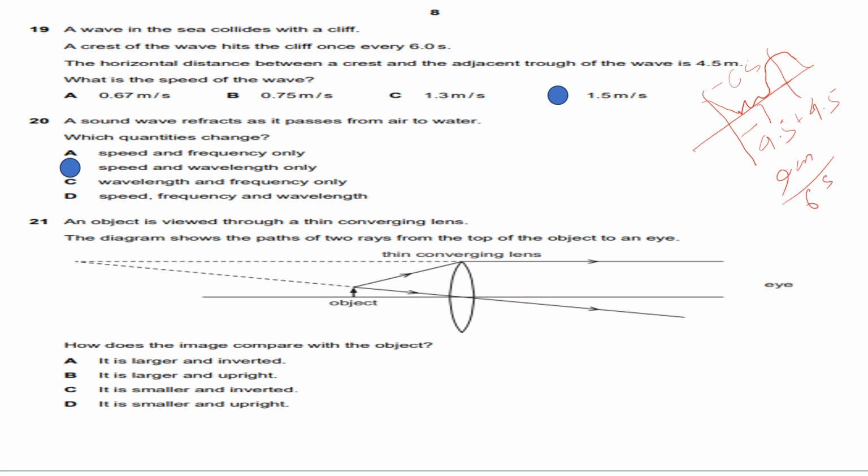An object is viewed through a thin converging lens. The diagram shows the paths of two rays from the top of the object to an eye. Thin converging lens, so the extended rays are coincident on the outside of the lens. Here the object is in front of the lens, so this image will be large and upright.